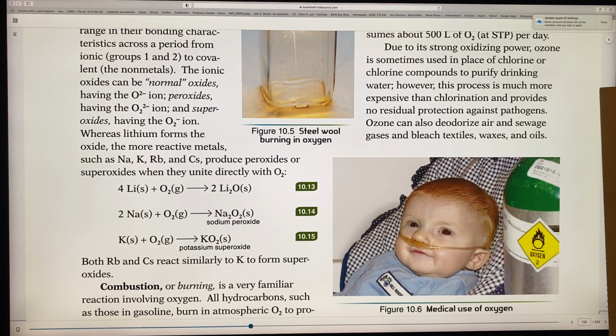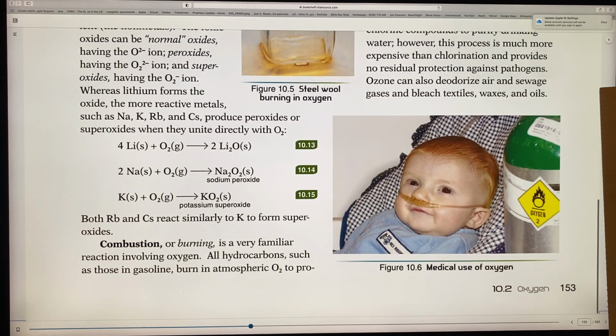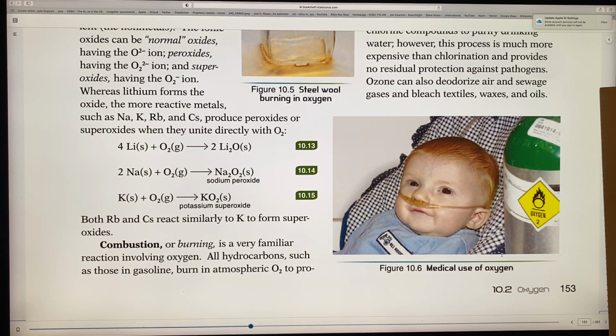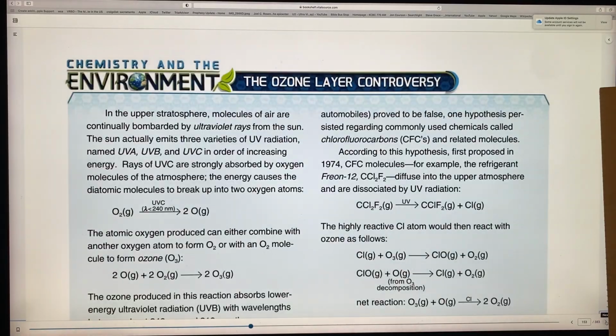But sometimes to purify drinking water, you can use ozone. Ozone is different because it has O3 instead of O2. Ozone can also deodorize the air and deodorize sewage. It also can bleach textiles and such. So let's go on to the next.